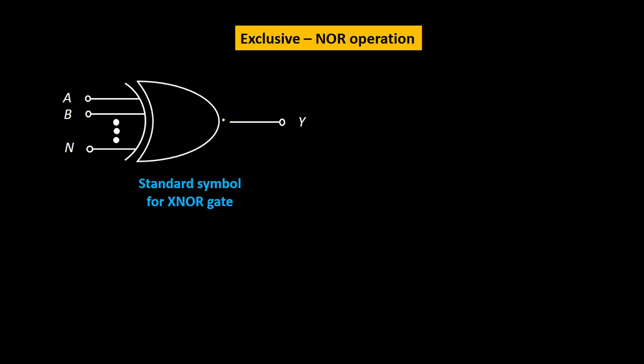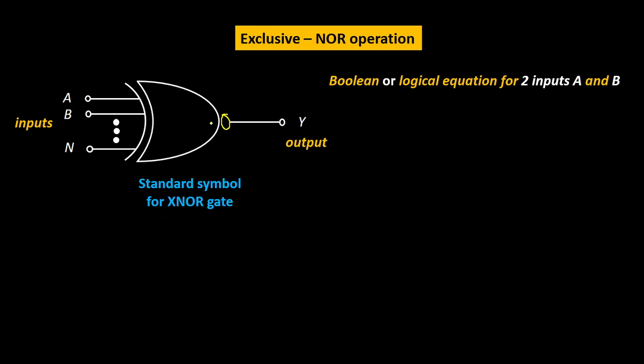Now the exclusive NOR operation. The difference between the two is the bubble that will be present at the output. It's the same as XOR, but the bubble will be present at the output, right? This bubble represents the NOR operation, not OR. So this is the exclusive NOR operation. It has n inputs and one output. So its Boolean equation for two inputs, A and B, will be A XNOR B. And its symbol representation is complement of A XOR B. So XNOR means complement of XOR.